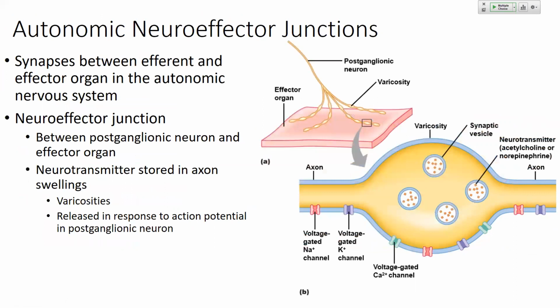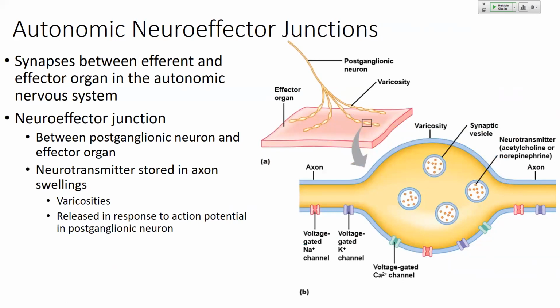What does that mean? What do efferent and effector organs in the autonomic nervous system mean? What are efferent fibers? What does efferent mean? Coming from the central nervous system to the organ. Good. So a signal coming from the central nervous system down to the effector organ.